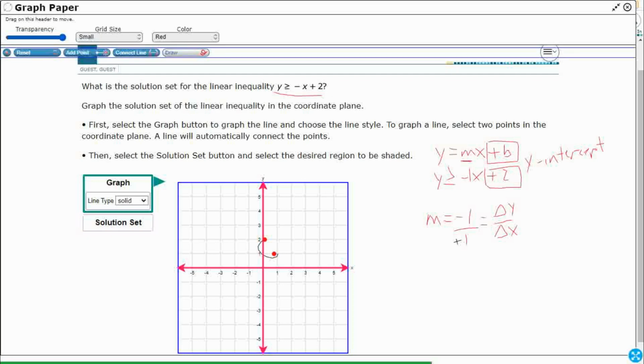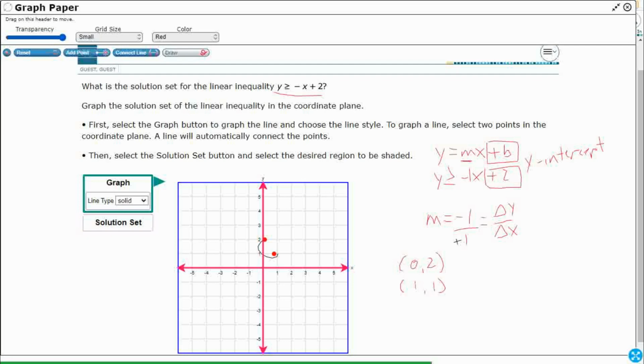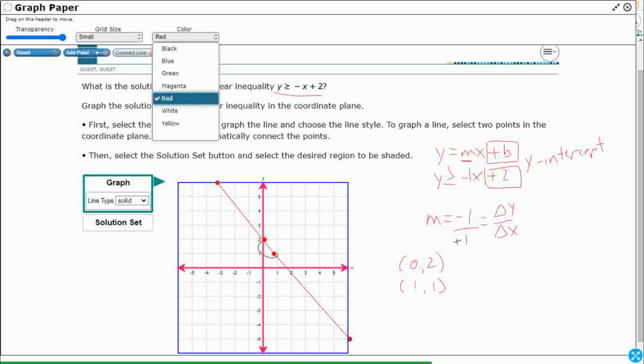So my 2 coordinates are going to be the x of 0, y of 2, and then I need the x of 1, y of 1. Okay? So then we know that we can just connect a line that goes through there. Right, so it's going to look like this. The only other choice we really need to make is where do we shade? Right, so we always shade with an inequality.